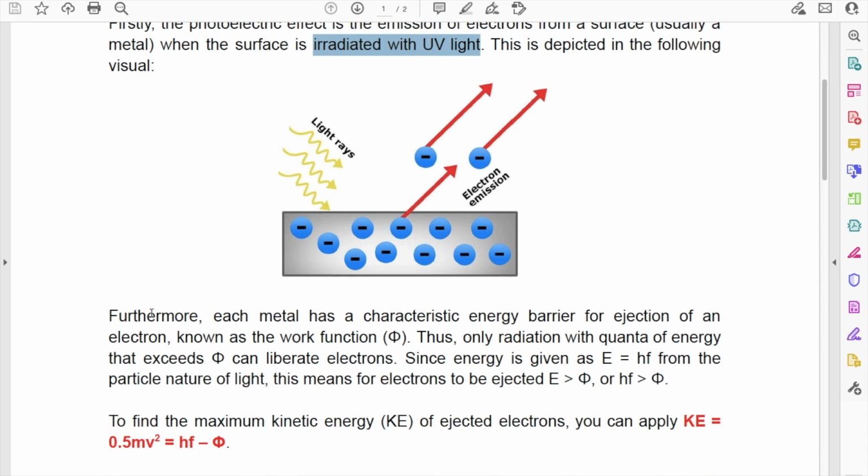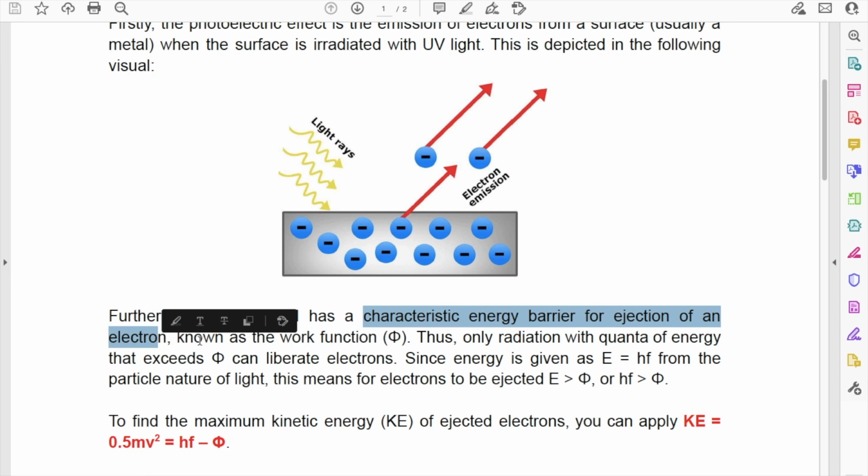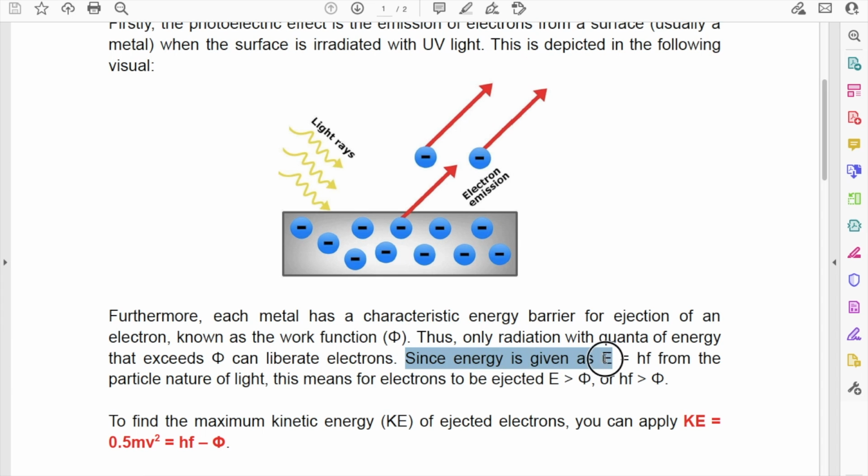Furthermore, each metal has a characteristic energy barrier for the ejection of an electron, and this is known as the work function, represented by this symbol right here. Thus, only radiation with a quanta of energy that exceeds the work function can liberate electrons. Since we know energy is given as E equals hf from the particle nature of light, this means for electrons to be ejected, we need to have energy greater than the work function, or in other words, hf greater than the work function, because energy and hf are equal.